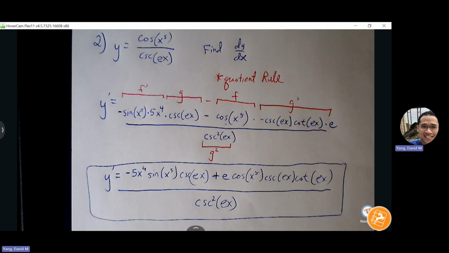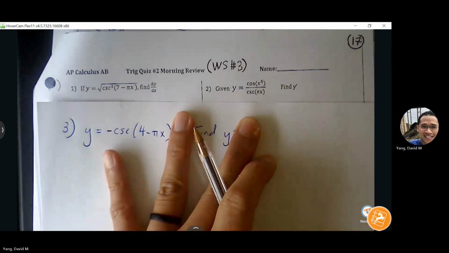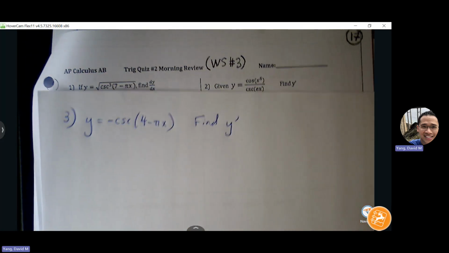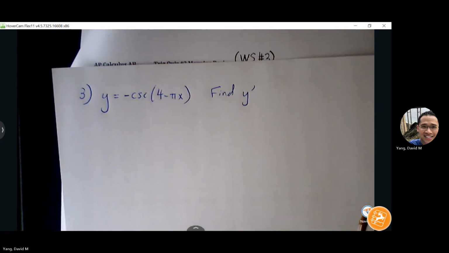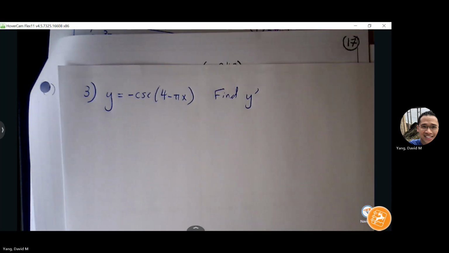All right, number three. We're on page 17 in the packet, and then we'll come back and do the additional worksheet. Okay, pretty straightforward here. We just apply the rule for cosecant. There's a little bit of chain rule, but there's no product or quotient rule or implicit here.